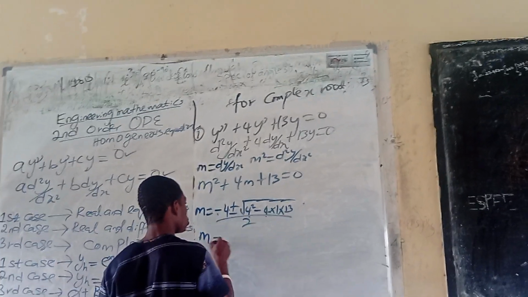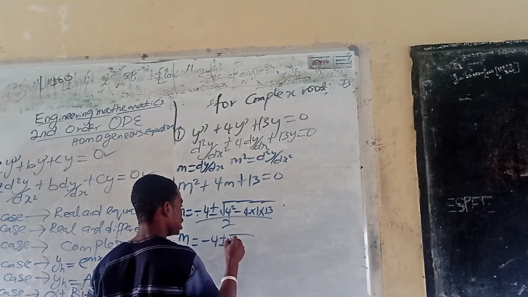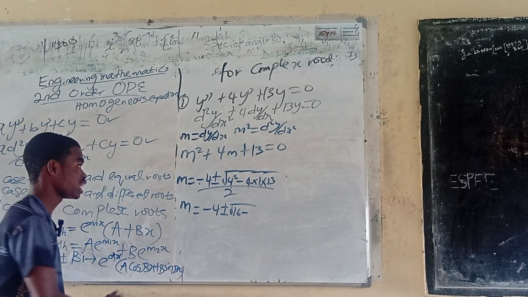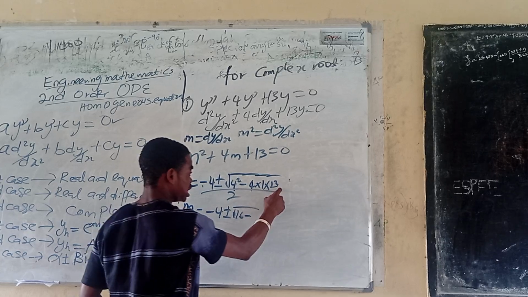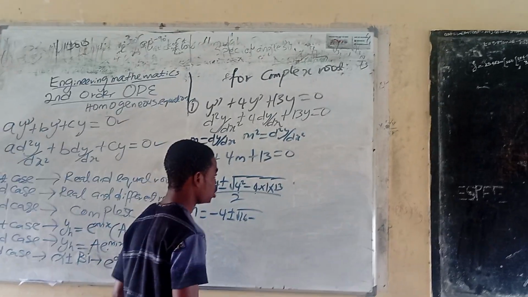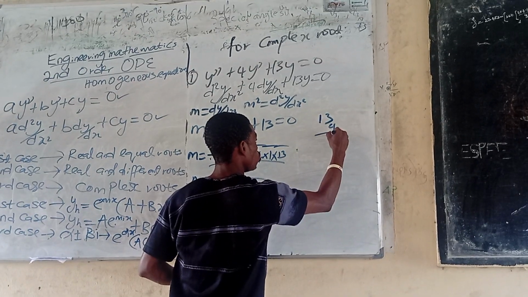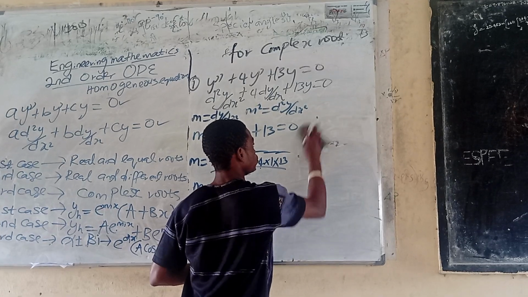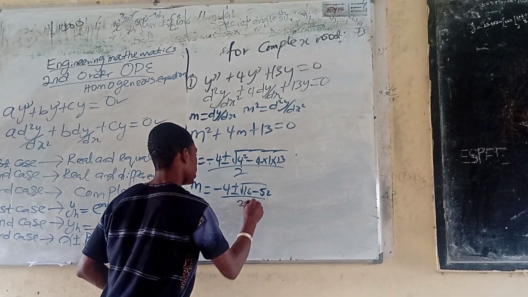So m equals minus 4 plus or minus the square root of 4 squared, which is 16, minus 4 times 13. 4 times 1 is 4. 4 times 13 is 52. So minus 52, divided by 2a.